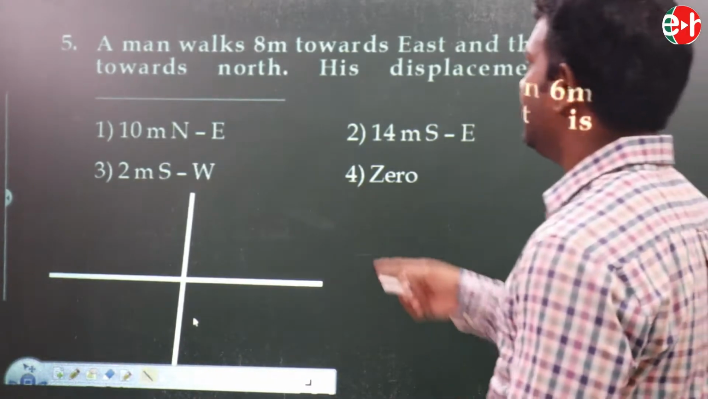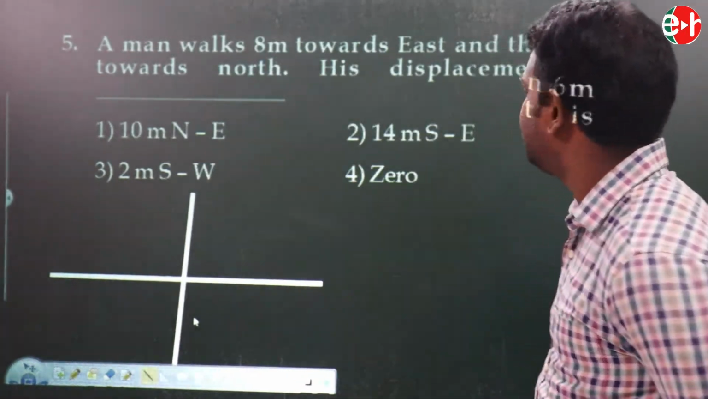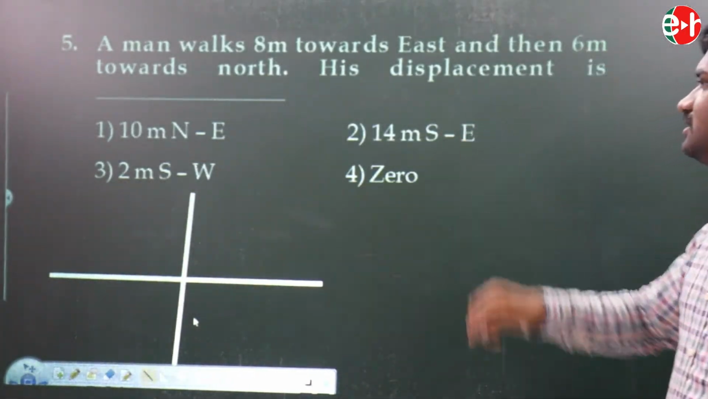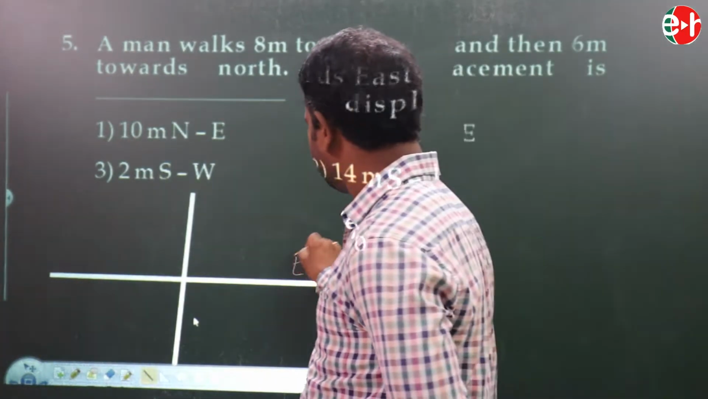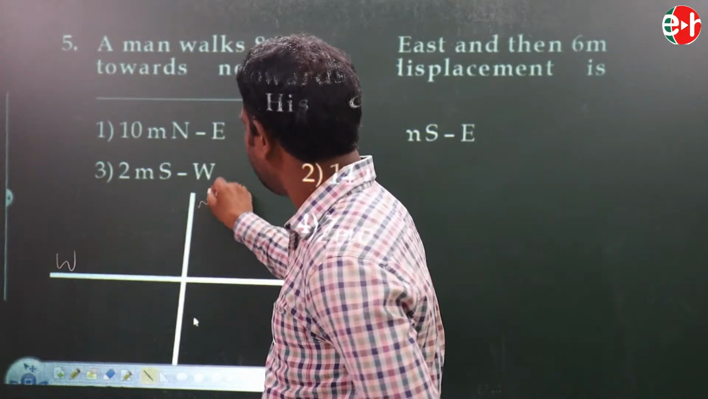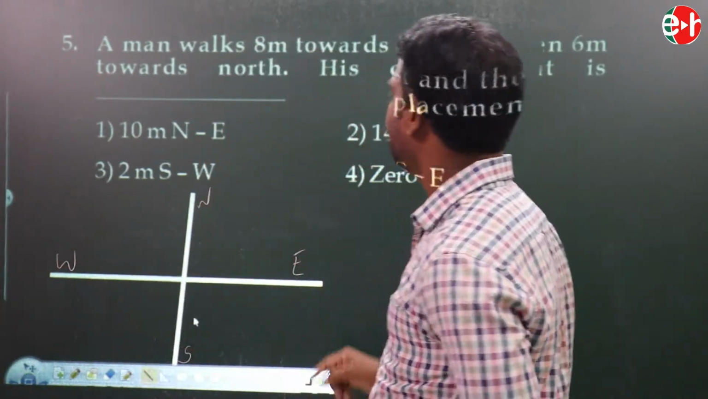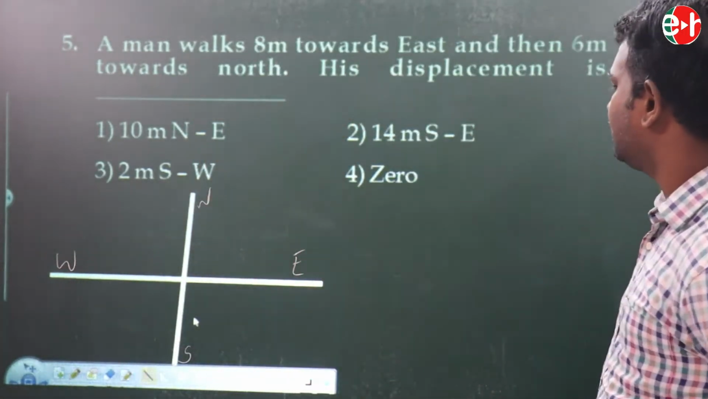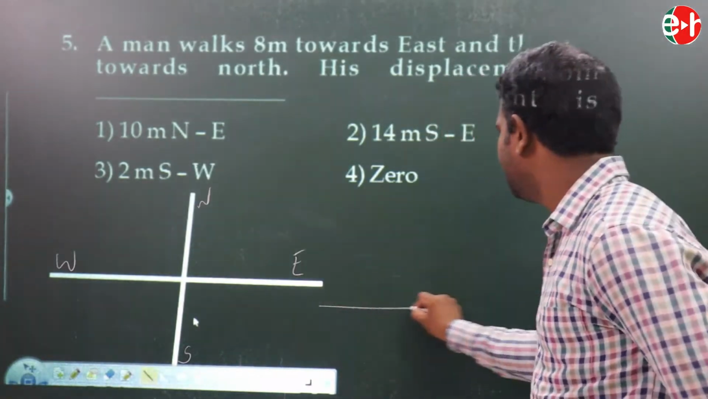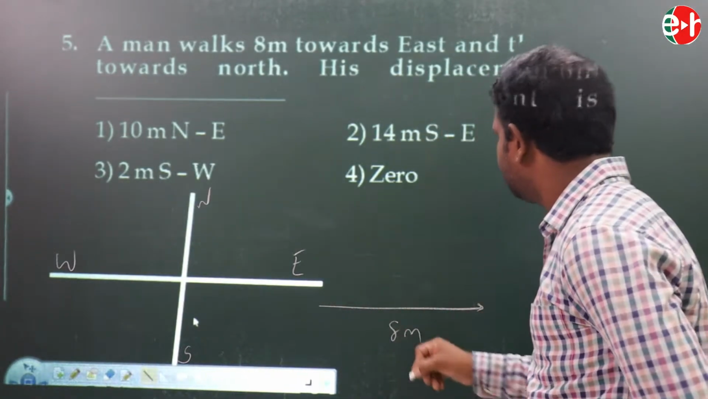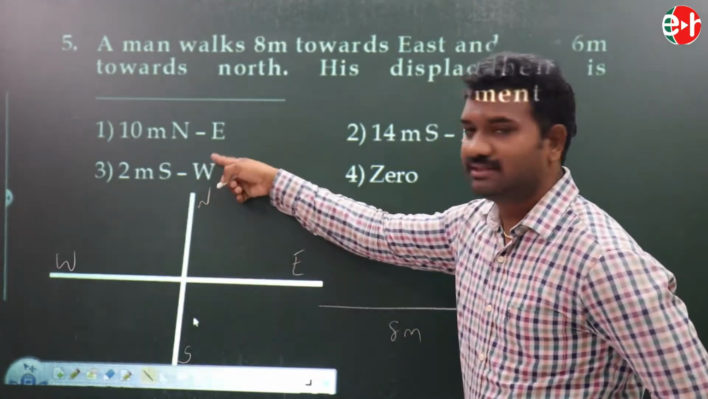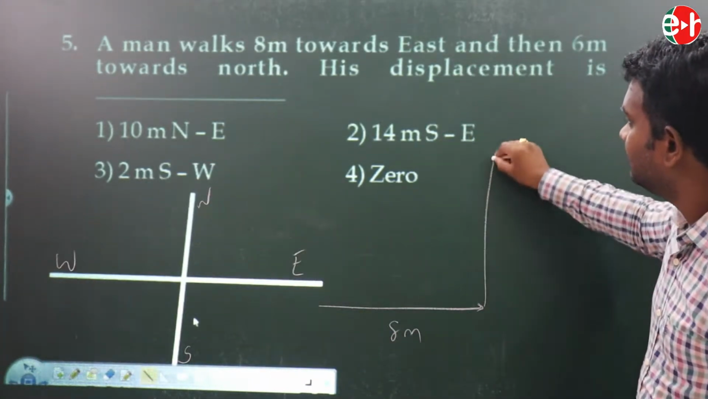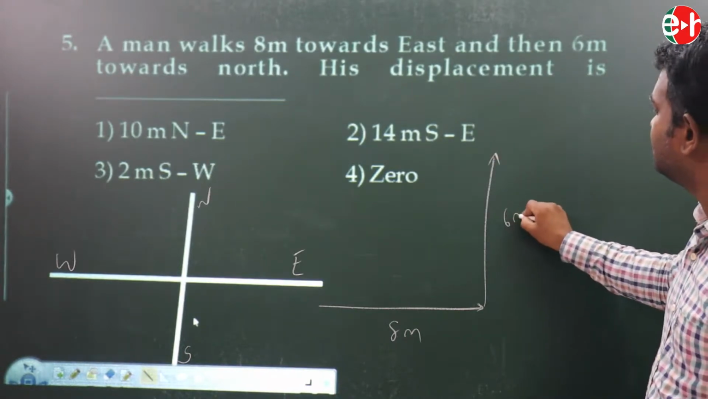It is given that a man walks 5 meters towards the east and 6 meters towards north. His displacement is, see, this is east, west, north, south. If it is like this, a man walks 8 meters towards east. So like this, he is moving for 8 meters and 6 meters towards north. Where is north? Like this. So he is moving like this for 6 meters.